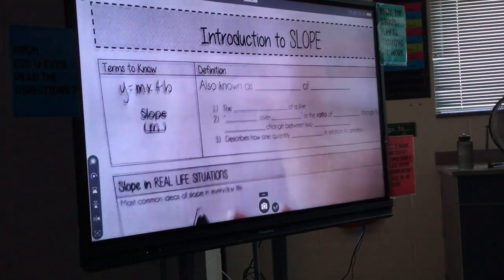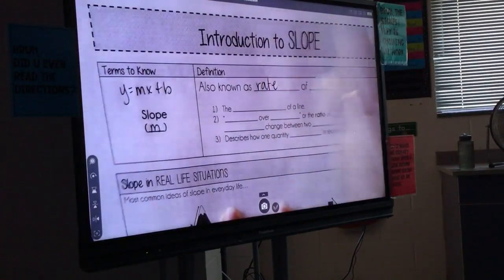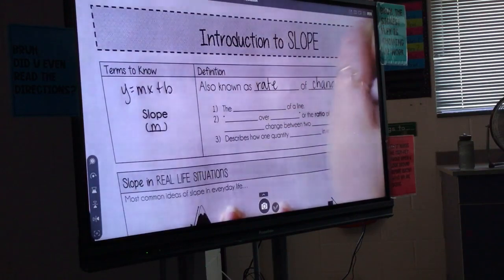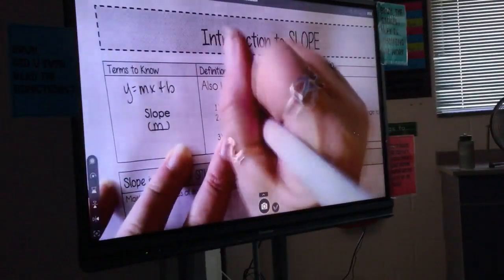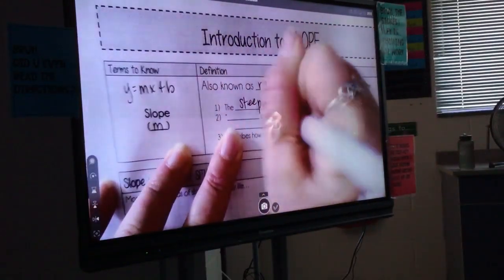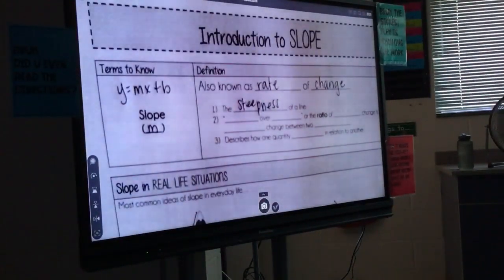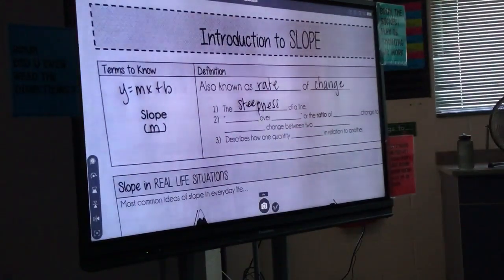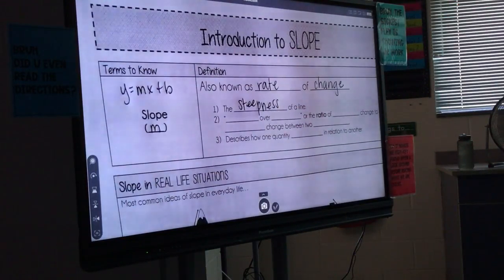So this is also known as the rate of what? Change. So it's the steepness, which is just like how vertical it goes, or how steep it declines. So the steepness of a line is your slope.